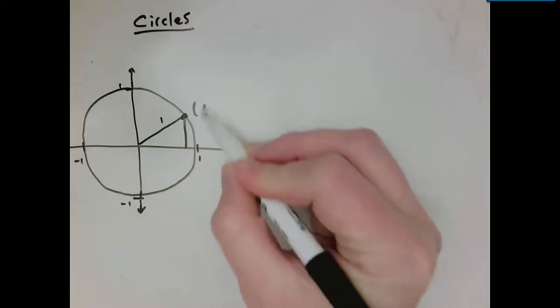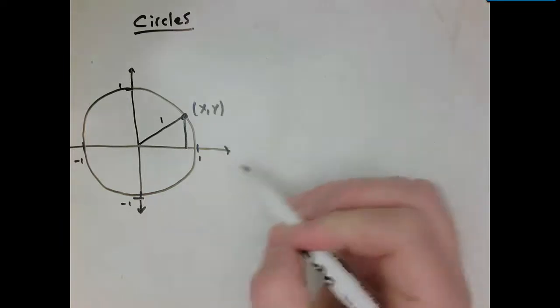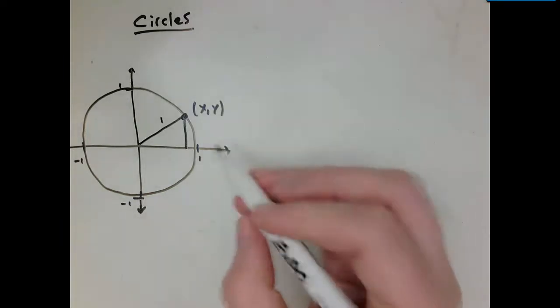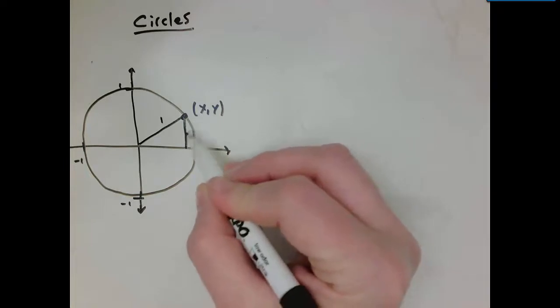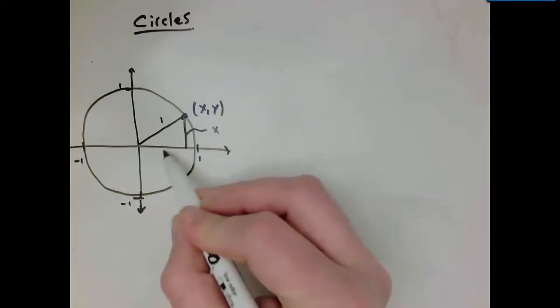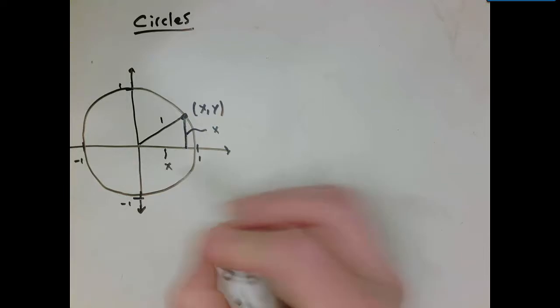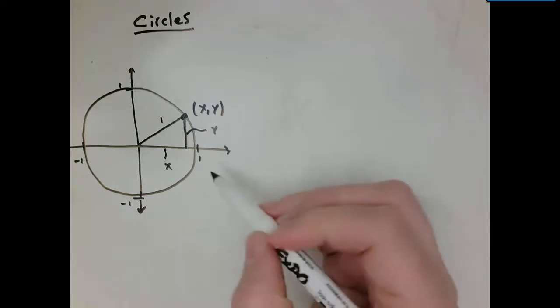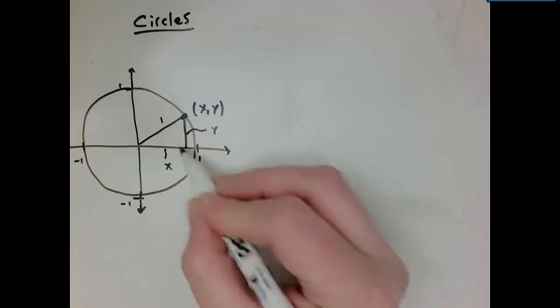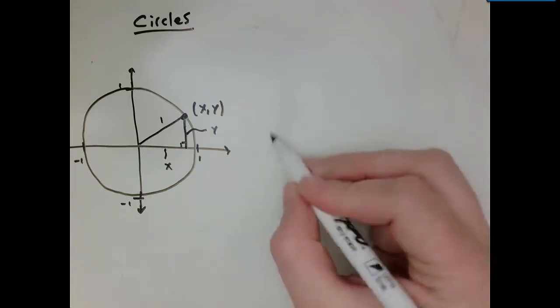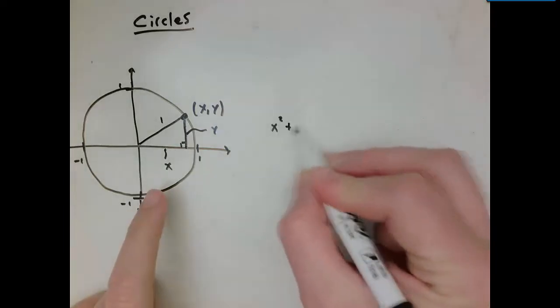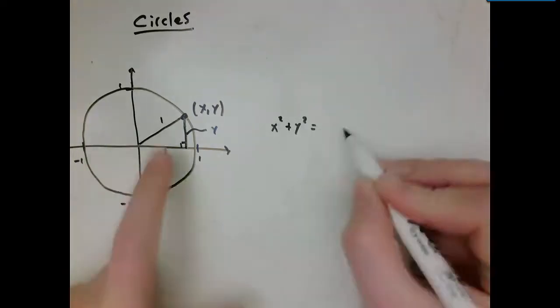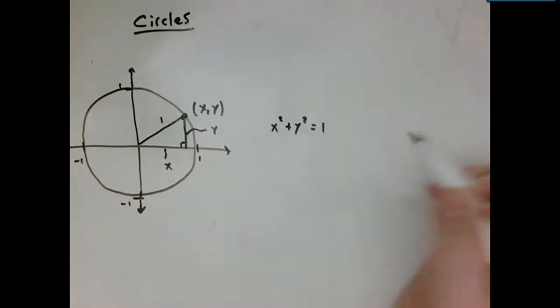If this is an arbitrary point on the perimeter of the circle at coordinates x, y, you know that x is describing this side length, and y is describing that side length. And because this is a right angle, the Pythagorean theorem tells you that x squared plus y squared equals 1 squared, which is the same thing as 1.